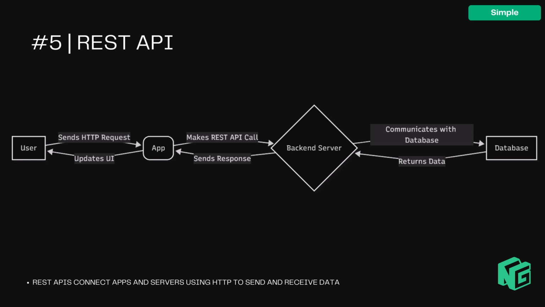The waiter, the API, doesn't cook the food or know all the details, but they ensure the communication happens smoothly. That's how a REST API works. It handles the communication between your app and the server.